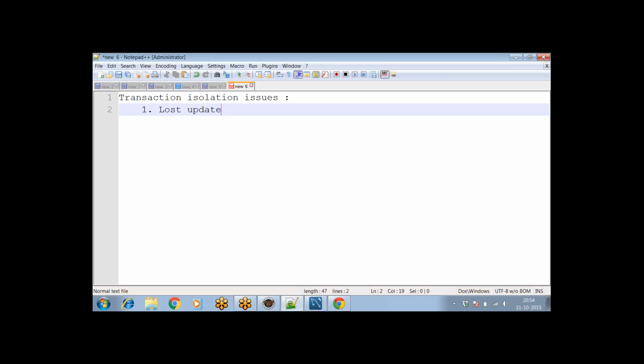So what is this lost update issue? Did anyone hear about this lost update issue? Is anyone familiar with it? Lost update. Let's see.